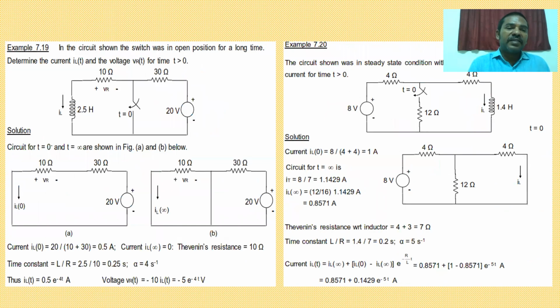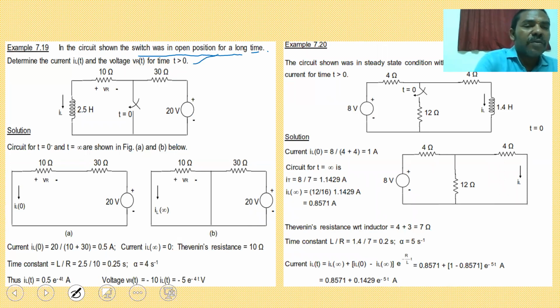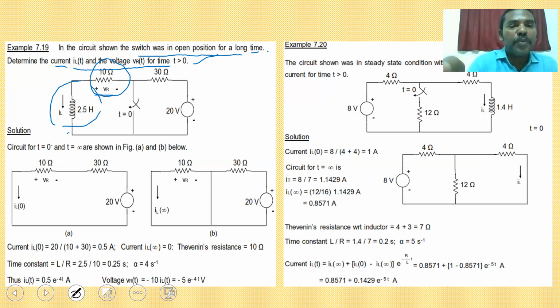Then coming to the next problem. So here the switch is opened for a long time. So at t is equal to 0, the switch will be closed. So we have to find the inductor current and the voltage drop across the resistor. They have given the 10 ohm resistor, whose voltage drop you have to calculate, and this inductor current you have to calculate. So initially the switch is in open position for a long time. So that means the inductor will be short circuited. So this is the circuit you are getting.